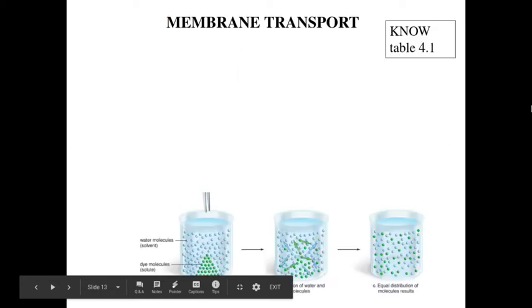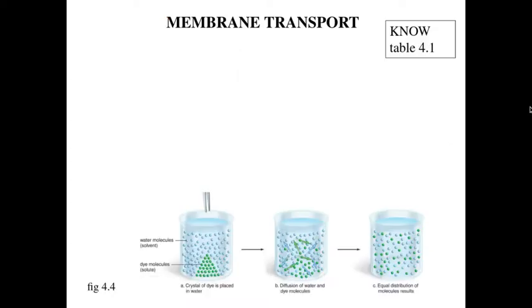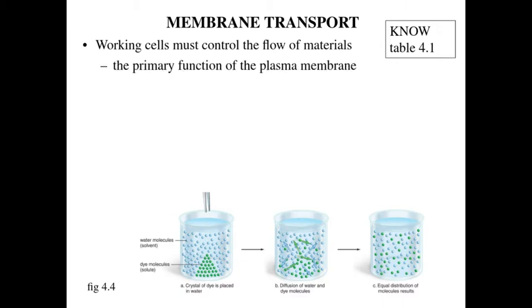All right, so now we're going to go through membrane transport, modes of membrane transport. Make sure you know table 4-4.1 in your textbook. It's very important that you understand and learn the information in that table. Working cells have to control the flow of materials in and out of the cell. It's essential to the survival of the cell. They have to be able to get certain materials in and certain materials out. That's the whole function of the cell membrane. It regulates what goes in and out of the cell.